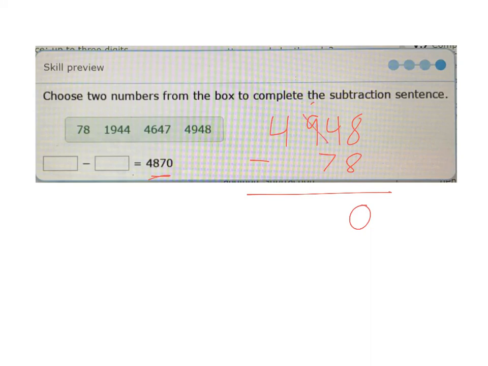I borrow from the 9. That becomes an 8. That becomes 14. 14 minus 7 is 7. 8 minus nothing is 8. 4 minus nothing is 4. 4,870. I was correct. So the difference between 4,948 minus 78 equals 4,870.